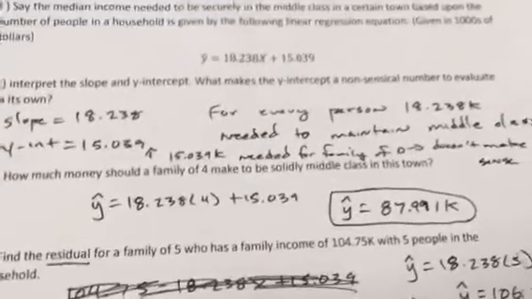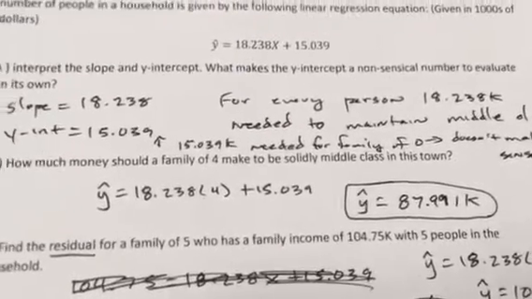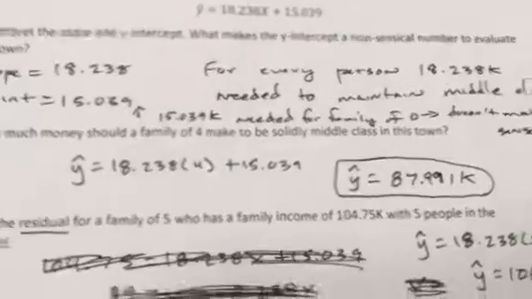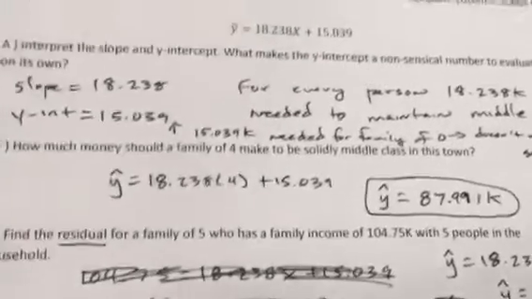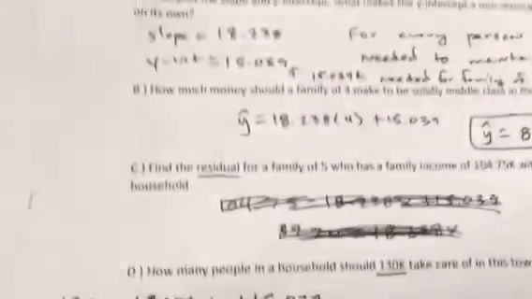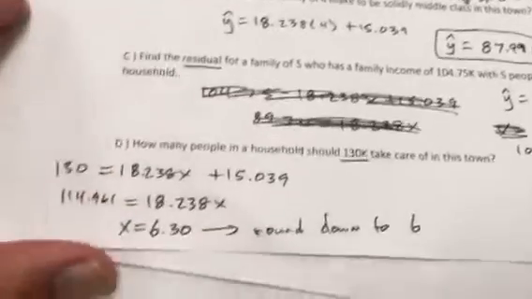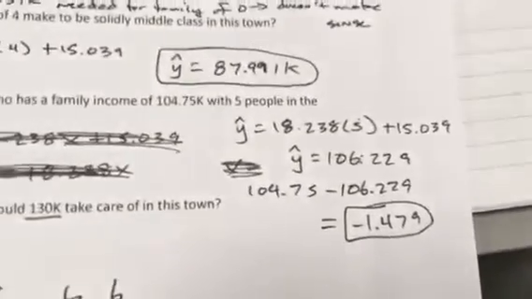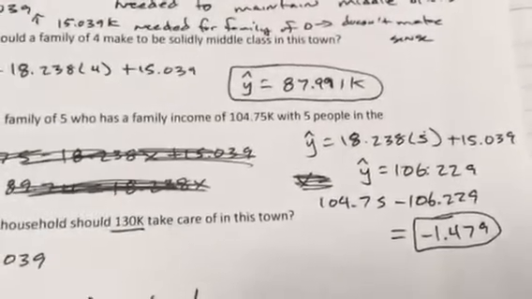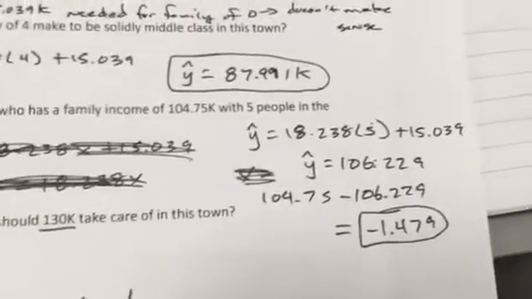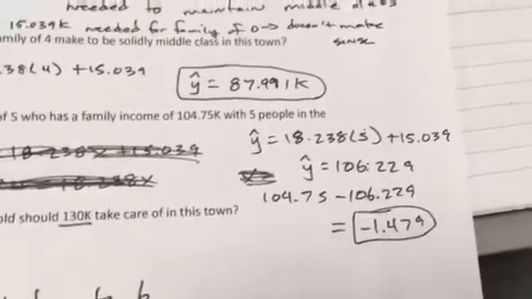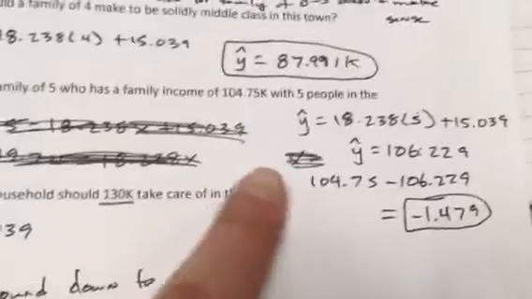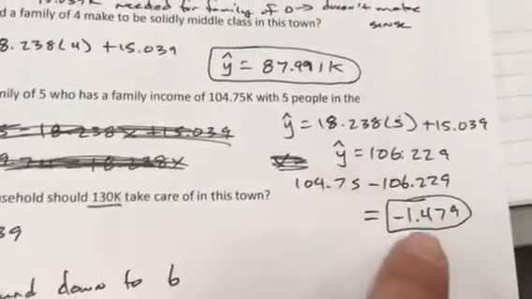How much money does a family of 4 need to make to be solidly middle class? Plug 4 in for x. You get that. Find the residual for a family of 5 who has an income of $130,000. So put the family of 5 in, not 134, 104.75 thousand. They should make 106.229. They actually make that. That minus that, they have a negative residual.